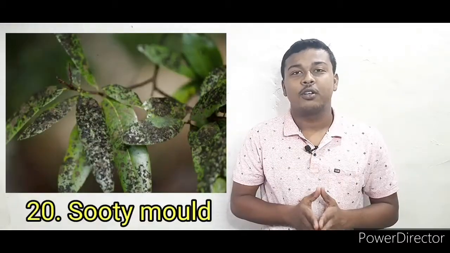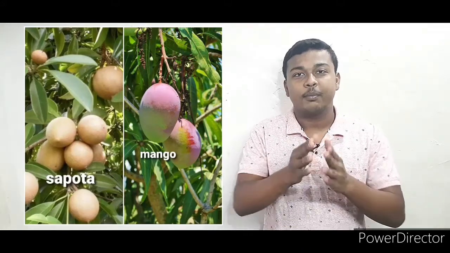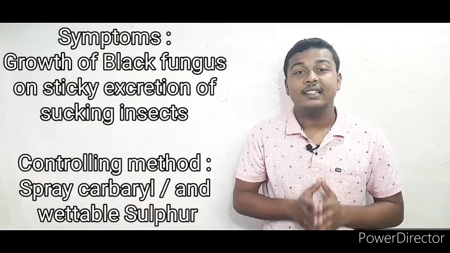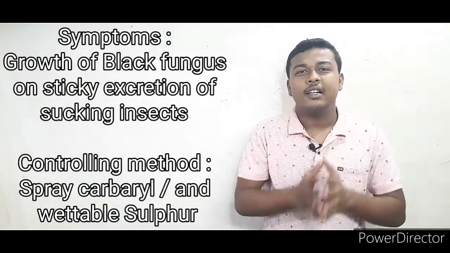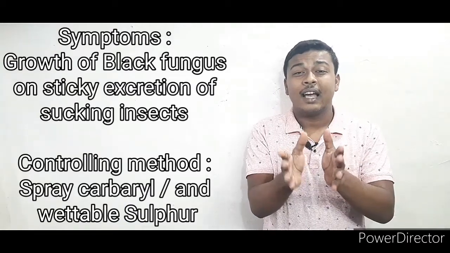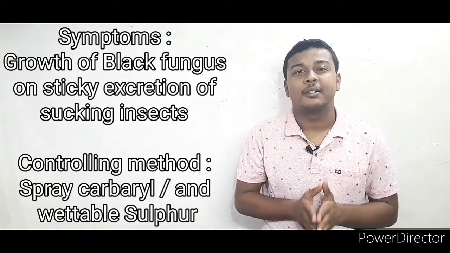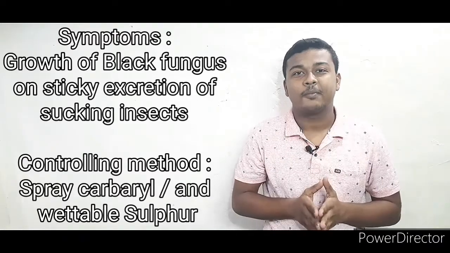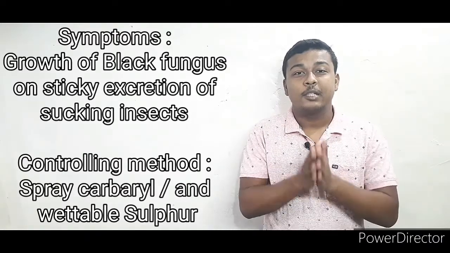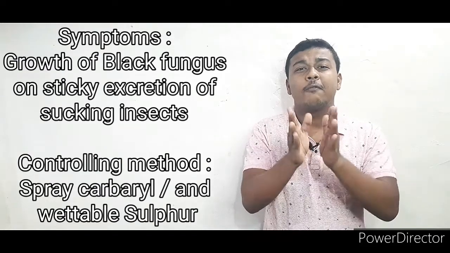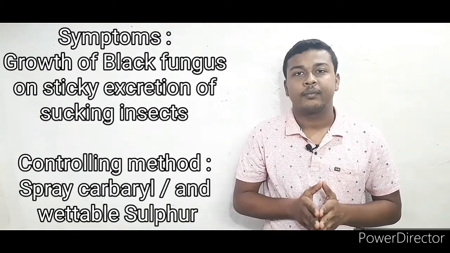Next is the sooty mould. And fruit crops affected by this kind of disease are mango and sapota. And symptoms of this disease are growth of black fungus on the sticky excretions by the insects which suck on the plant. And to control this, spray carbaryl or wettable sulphur.